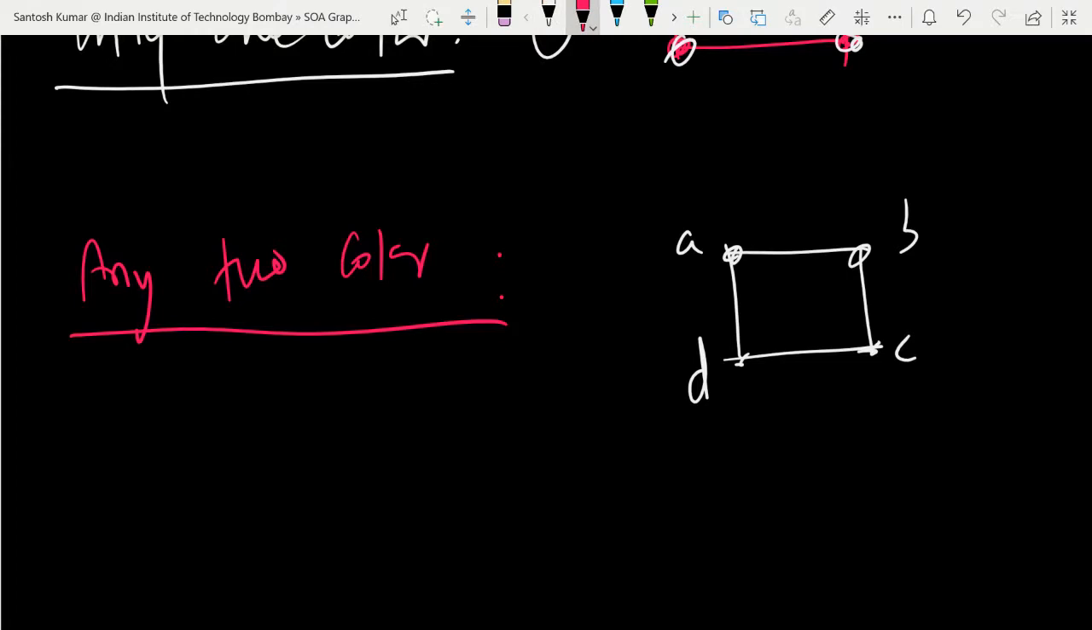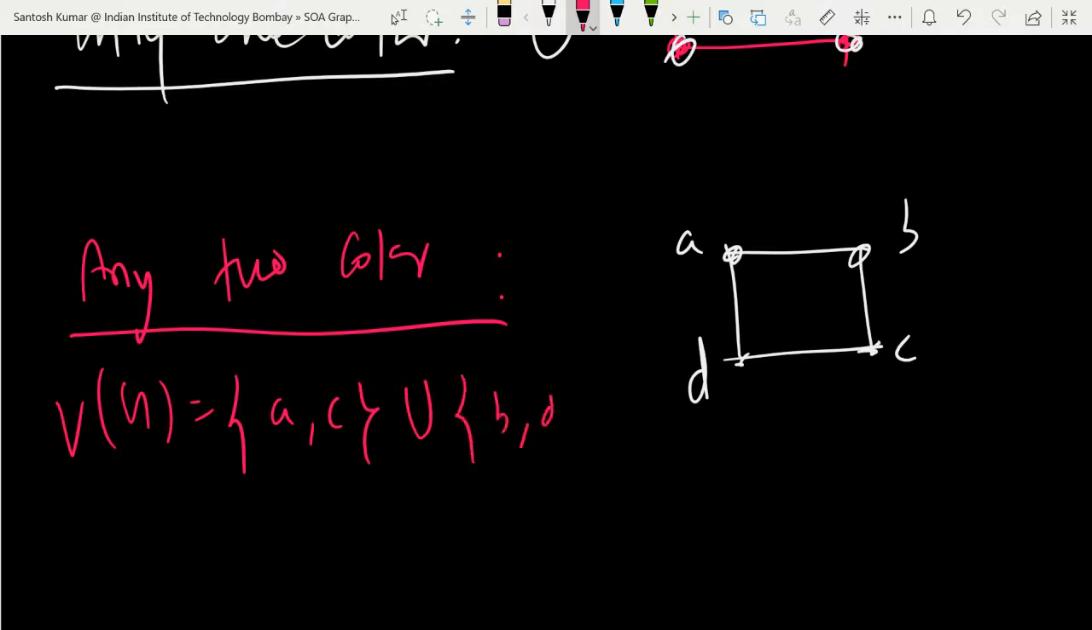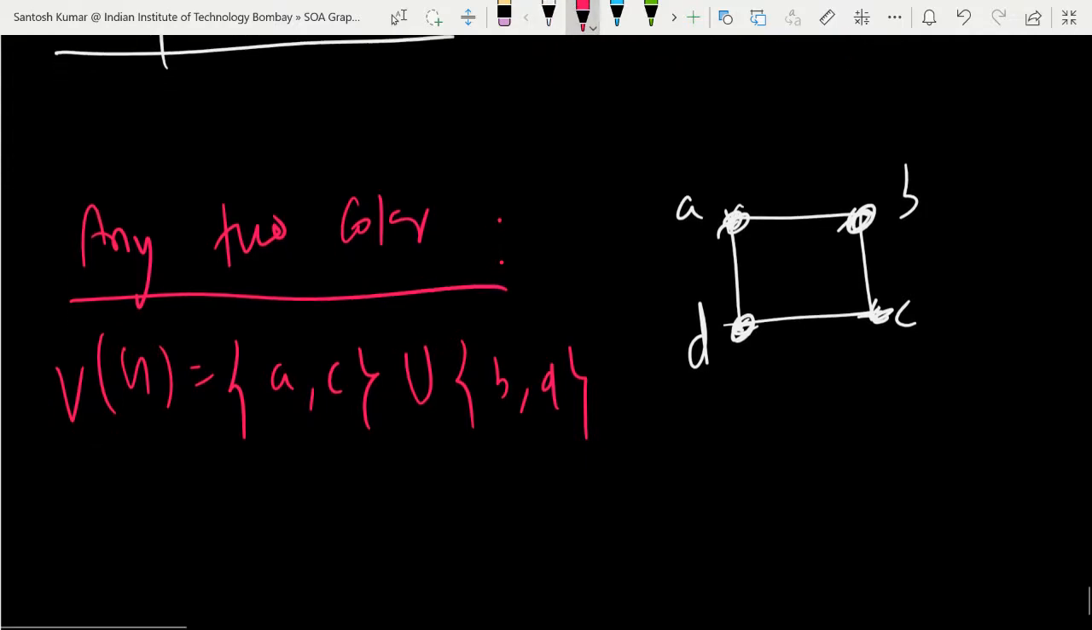I want to use 2 colors, which means I would like to break the vertex set into 2 independent sets so that we can use 2 colors. So we can take AC as one independent set and BD as another. A and C you can give the same color, and B and D you can give the same color. Then any 2 colors you can use and produce a proper coloring.